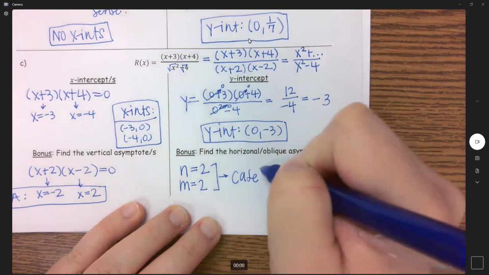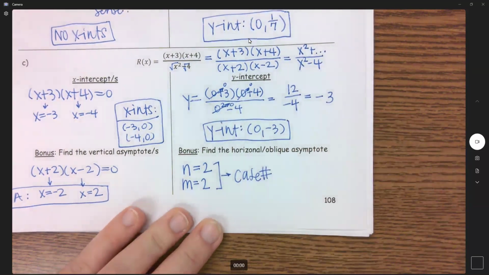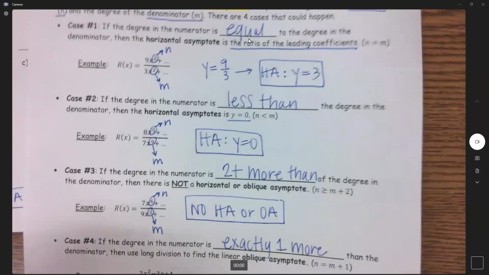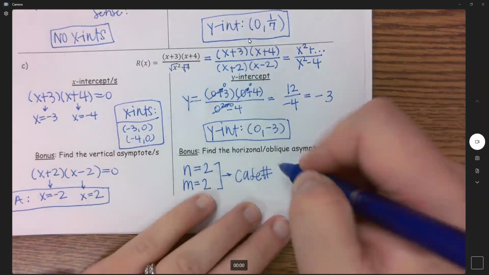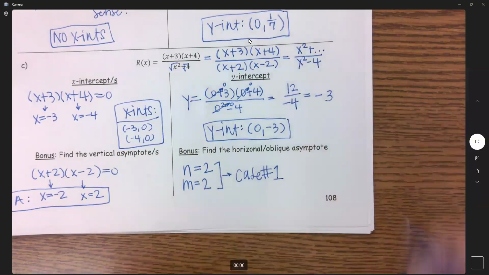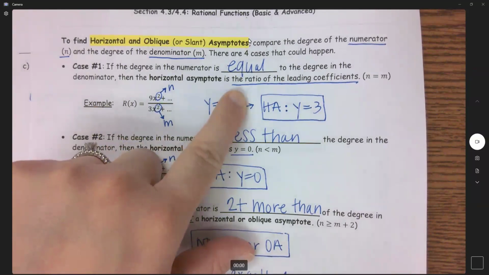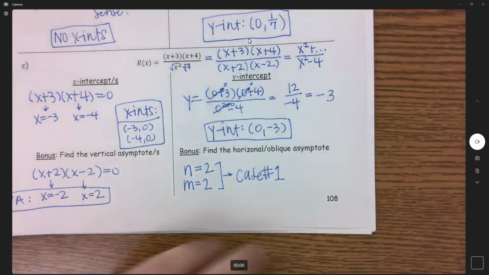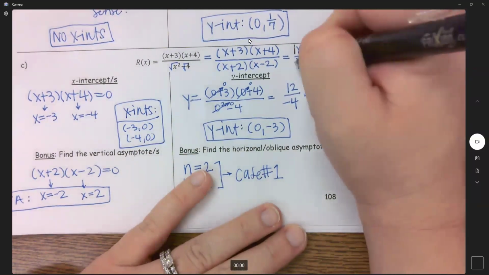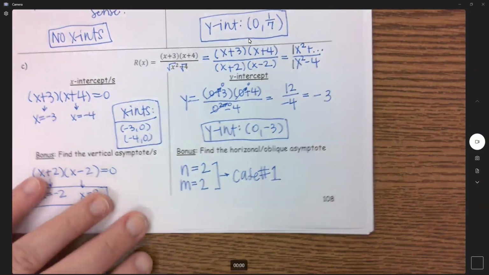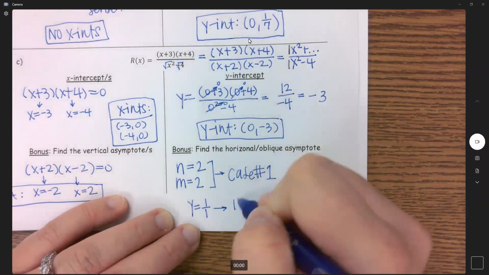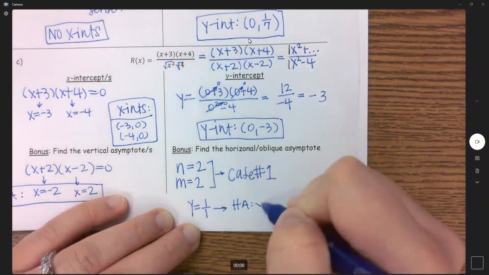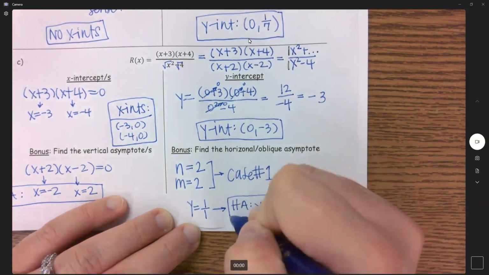So here we are talking about case number 1, since they are equal. And case number 1 says to use the ratio of the leading coefficients. This is the same as 1x squared over 1x squared. So we have a horizontal asymptote at y equals 1.